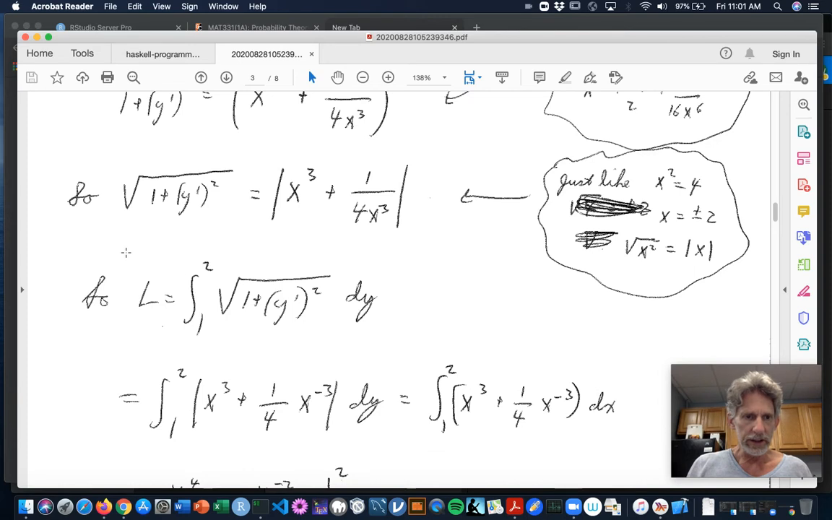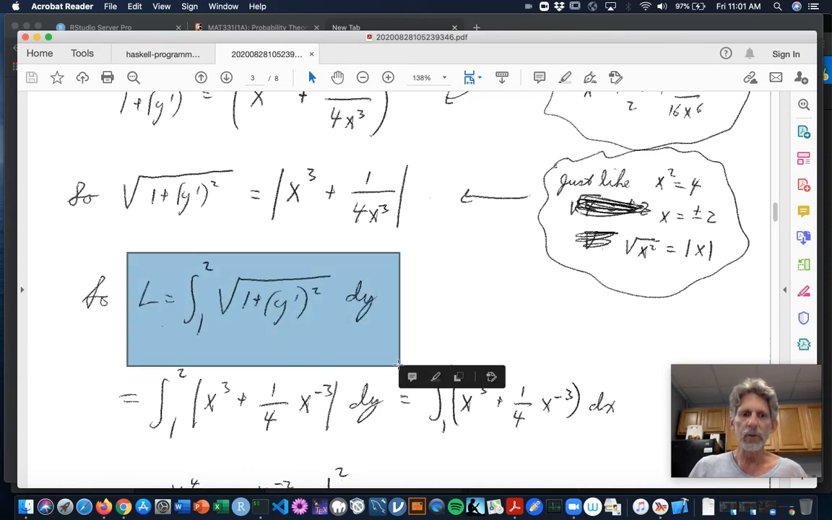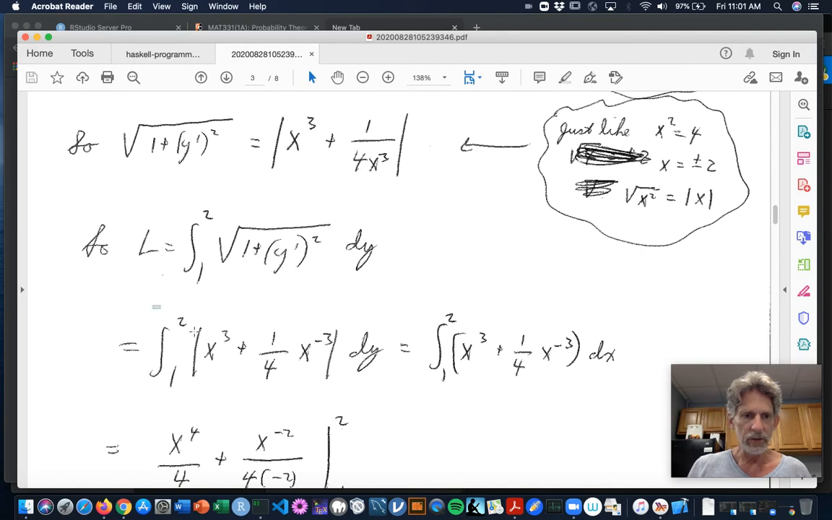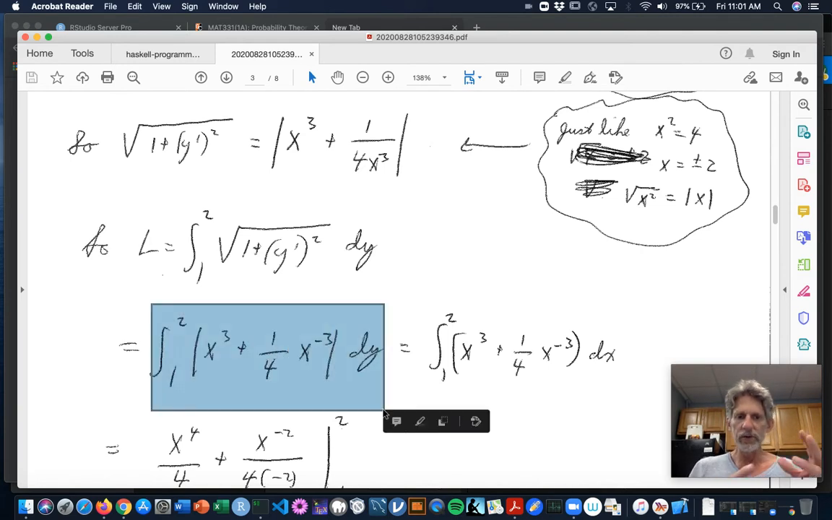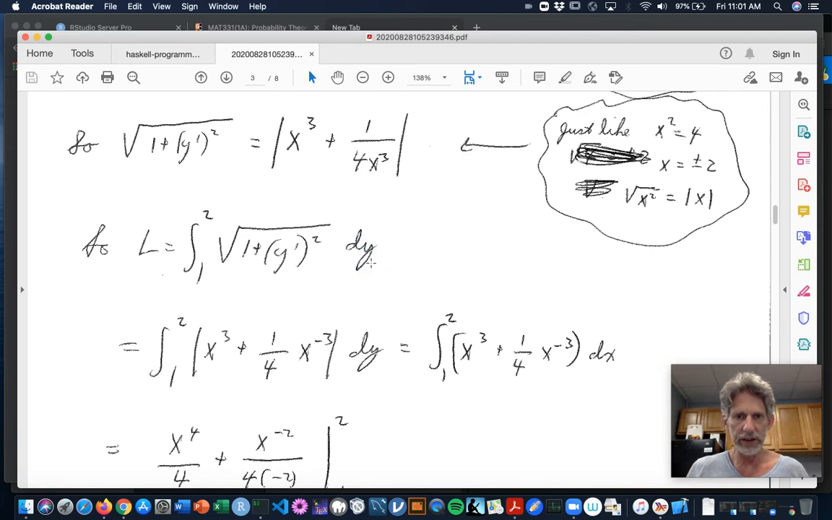So the arc length is the integral from 1 to 2 of that expression. So it's the integral from 1 to 2 of the absolute value of that stuff. And I don't know why I said dy. That is totally a typo here and here. Those should be dx's. So let me change that in the notes that you will get to see.